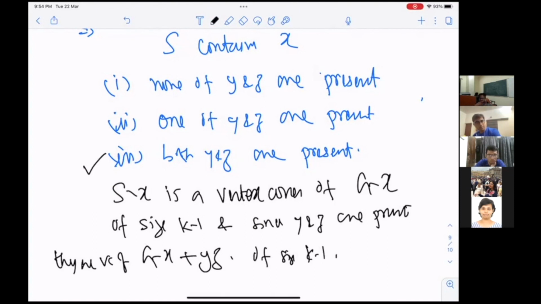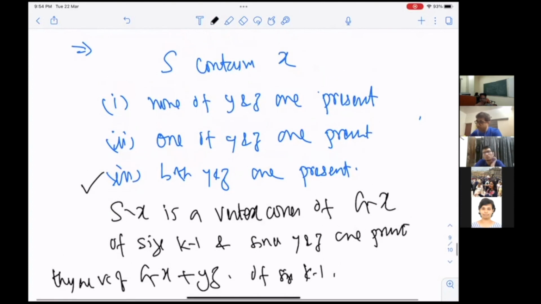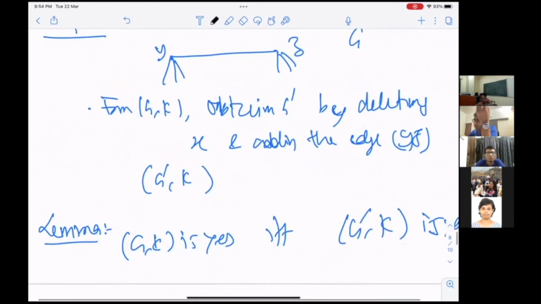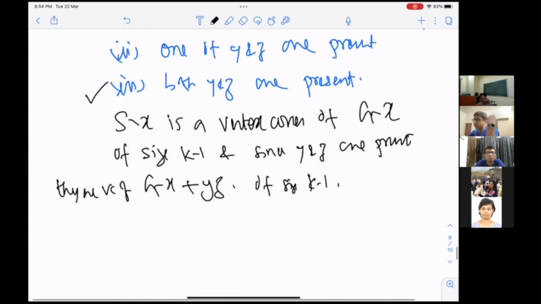Is that fine? Look, we are in the case that S contains X and both Y and Z are present. Then all I'm telling you is that the G prime which you constructed by deleting X and adding the edge YZ had a vertex cover of size K minus 1. Because you first delete X, it means S minus X is a vertex cover of G minus X of size K minus 1, right?